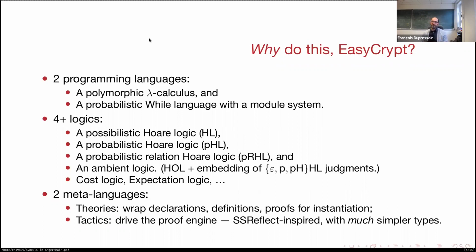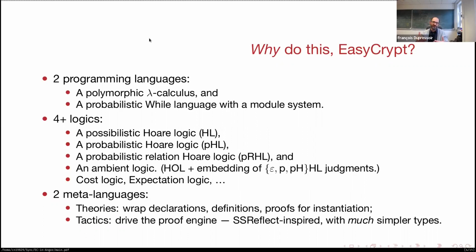And then on top of that, we have a probabilistic while language, so a small imperative language where you have procedure calls and probabilistic sampling, so sampling from distributions, that we can use to describe algorithms, to describe reductions, to describe adversaries, to describe oracles, experiments, all the games, and all the things that make cryptographic security definitions expressible in a sense.